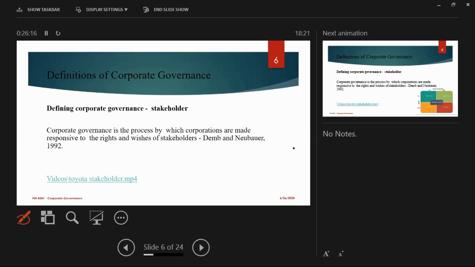That is why in the very beginning of the lecture, I put down different perspectives of different users. So this is the stakeholder perspective. This is also not wrong.